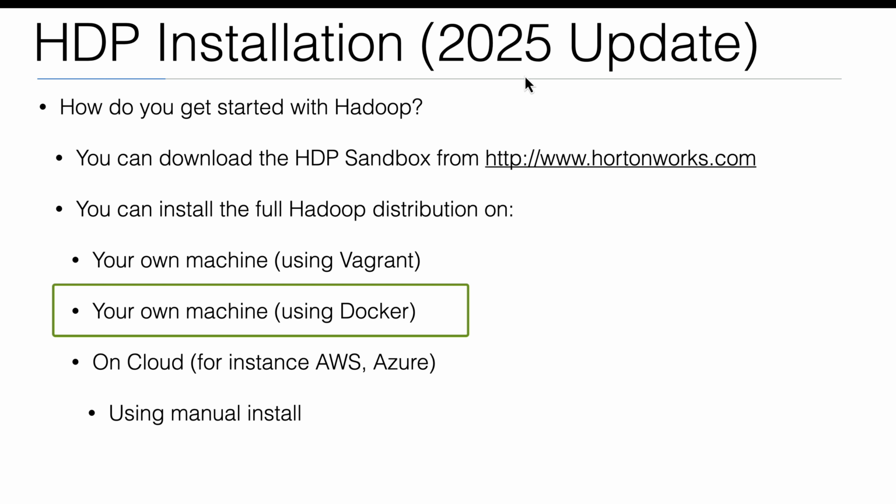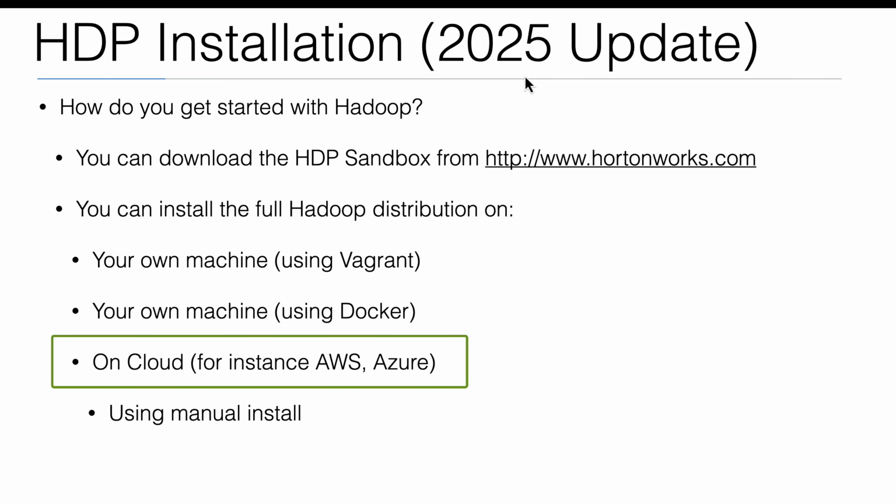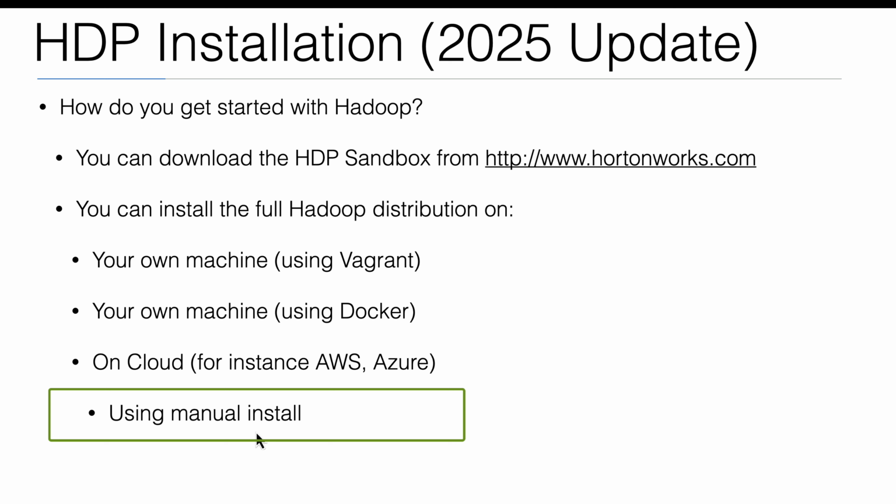You can also install Hadoop on the cloud, for example, using AWS or Azure, using a manual install or just following the instructions of the Ambari 3 installation. So the Ambari 3 installation you can install on Docker containers on your local machine, or you can just spin up some machines on the cloud and follow the same installation.